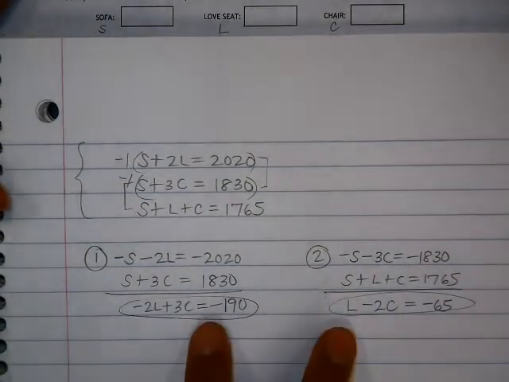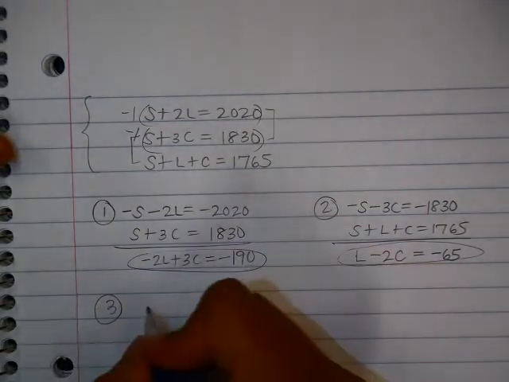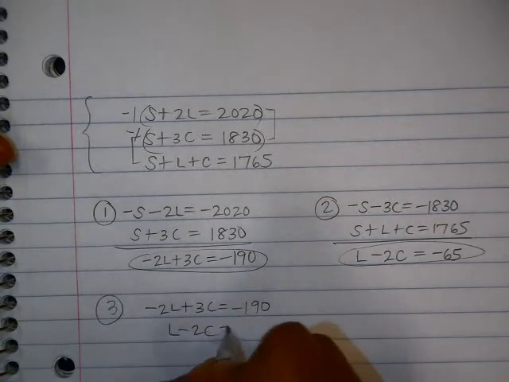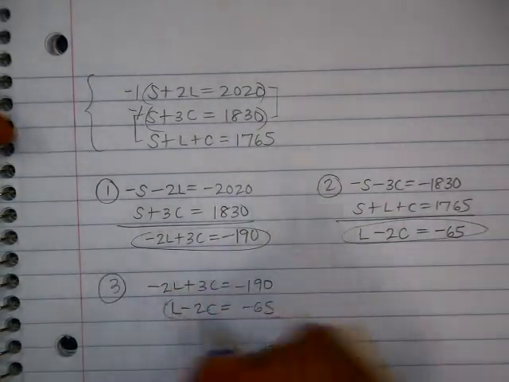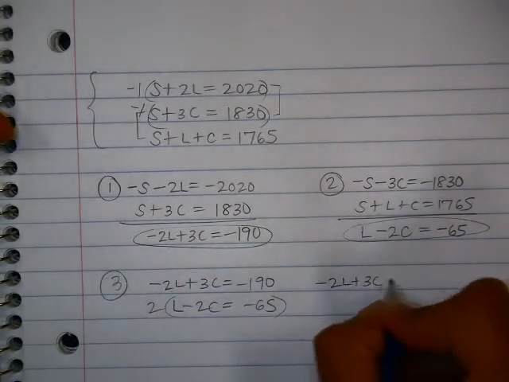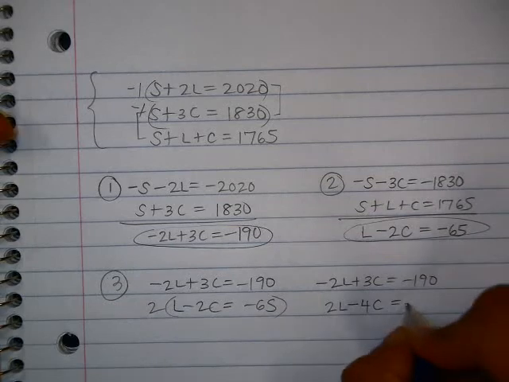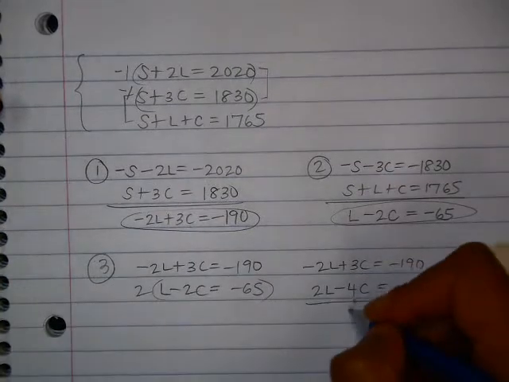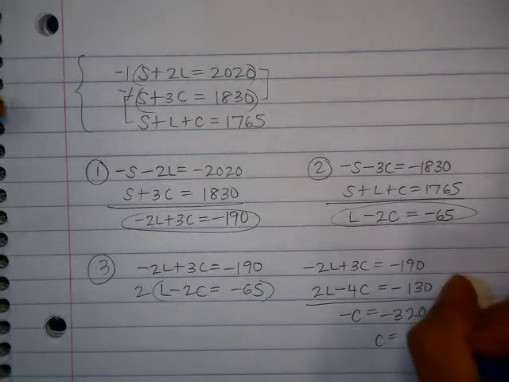So now we have two equations with two variables, and the third step is to take those two new equations and solve the system so that we can find L and C. So I'm going to write these two equations down together, and we can easily eliminate the L if we multiply the second equation by 2. So rewriting those, the second equation becomes 2L minus 4C equals negative 130. So adding these together, we get negative 1C equals negative 320. So we've solved for C.